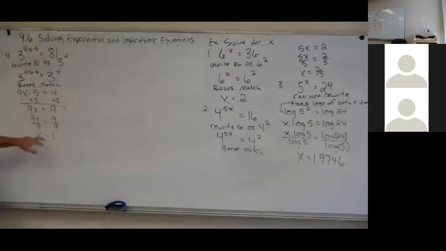So to check this, I'll just put this 1 in for that x. 9 times 1 is 9, minus 5 is 4, and then 3 to the 4th power does equal 81. So any questions bugging y'all on those so far?